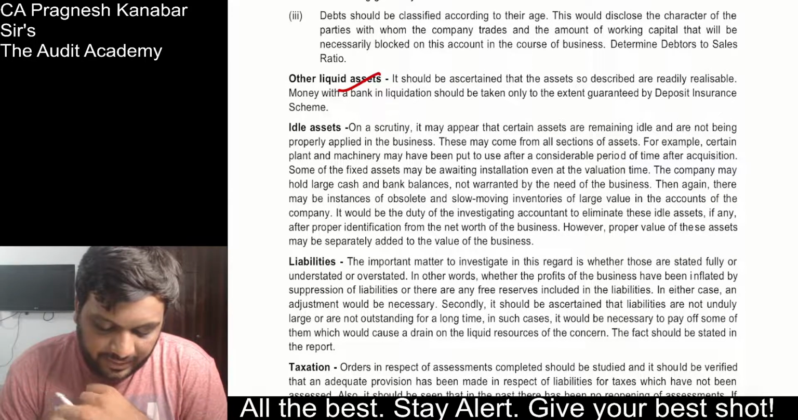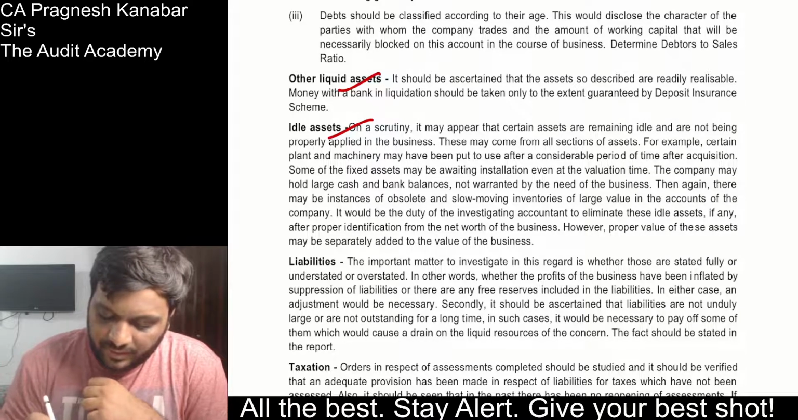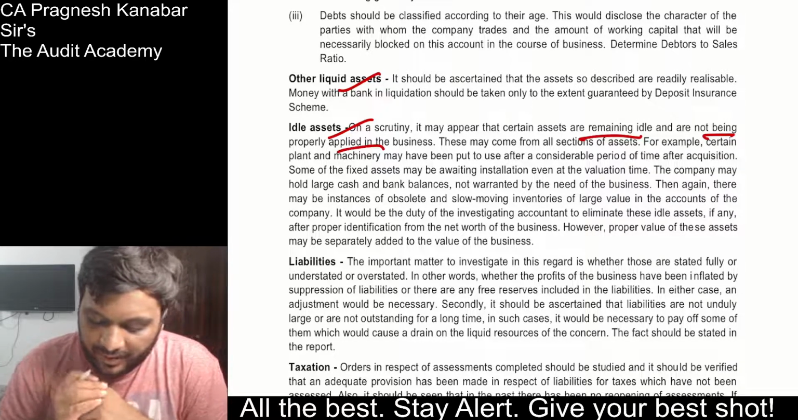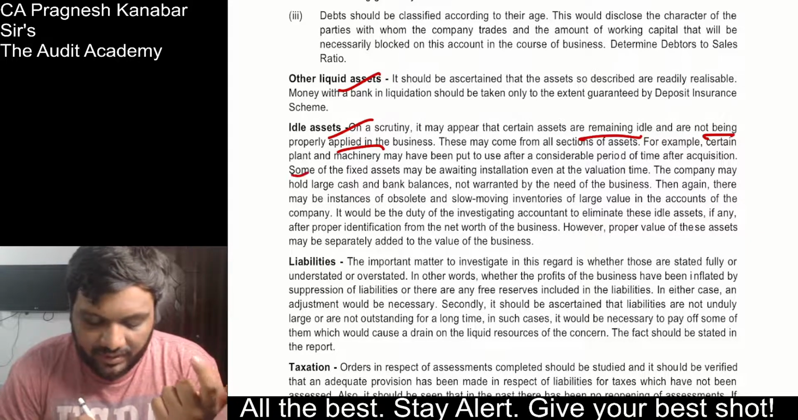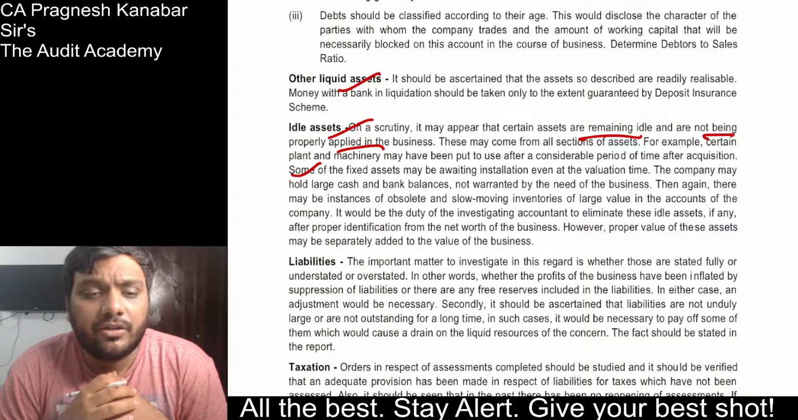Then other liquid assets, idle assets. Alright, certain assets are remaining idle and not being properly applied in the business. In case of some assets, it is very much possible that some plant and machinery has not been applied. You have to check whether it still continues to be your asset or not.